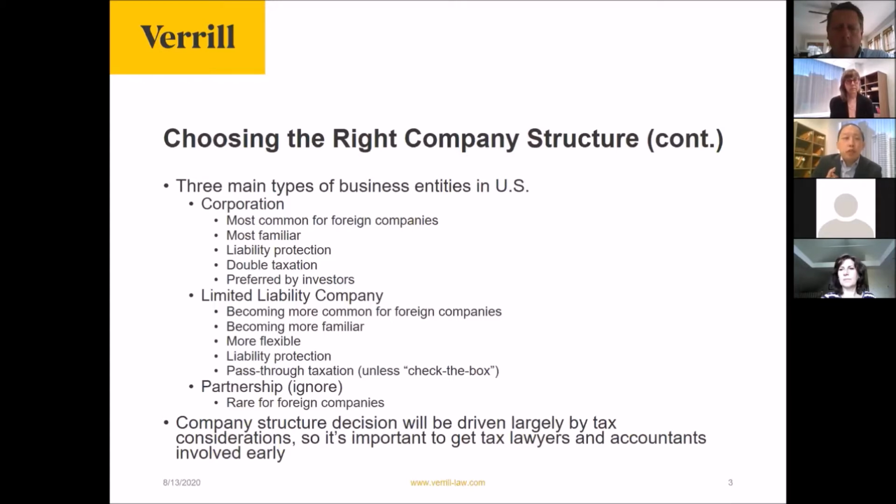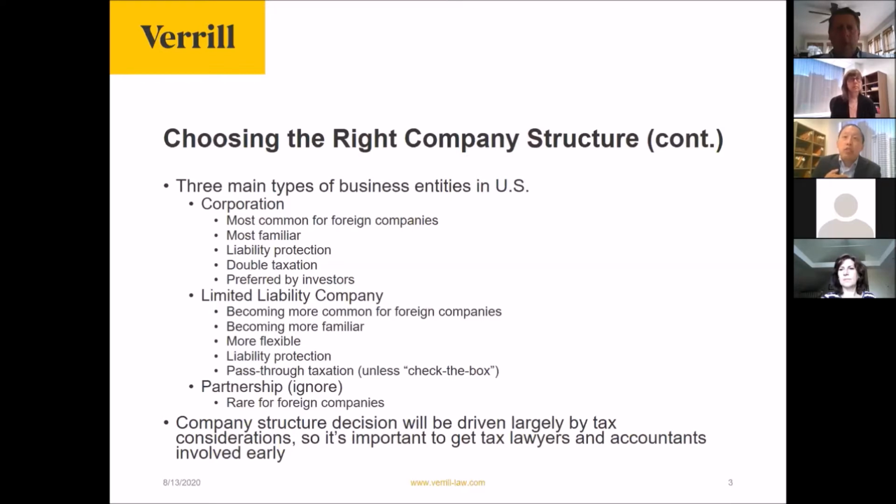So let me go through briefly the differences between corporations and LLCs and the pros and cons of each. Corporations are the most frequently used company structure for foreign companies. 90% of the time when I form a sub for a foreign company, I form a corporation. They've been around for a long time, so they're the most familiar structure. Foreign companies see this from the other side when they're entering into vendor contracts and customer contracts with U.S. companies. They see a lot of corporations. They have the liability protection that I was talking about earlier, right? Shareholders typically aren't liable for the business liabilities of the corporation.